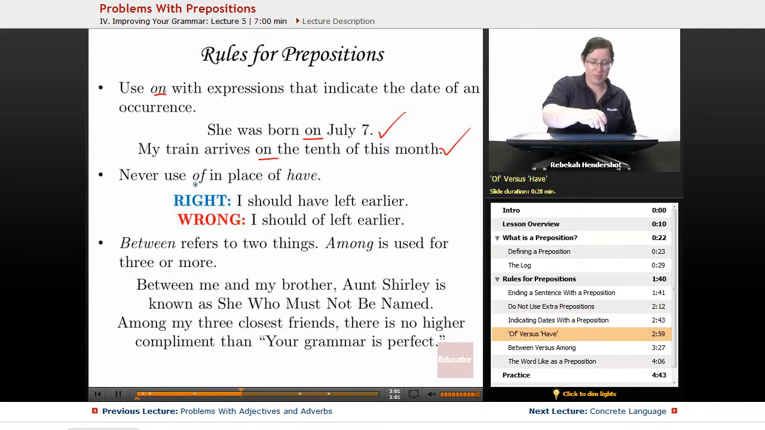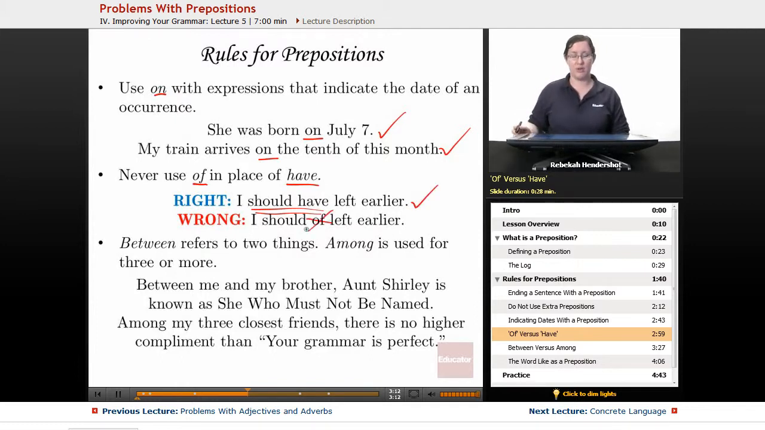Next, never use the preposition of in place of the verb have. It is right to say I should have left earlier. It is wrong to say I should of left earlier. You never, ever have to say should of, could of, or would of. If you ever type those words next to each other, you are wrong, and you should immediately delete them.